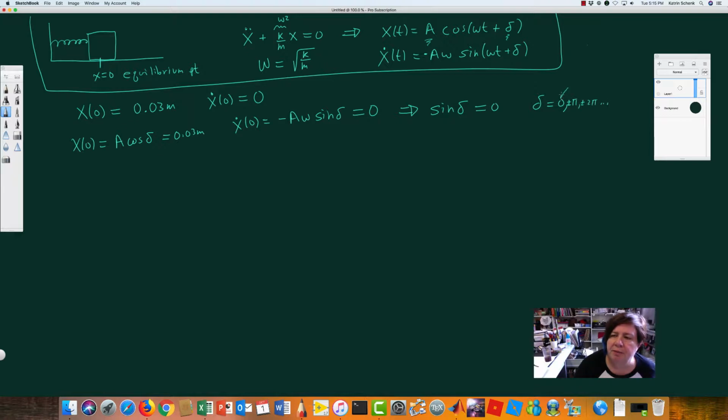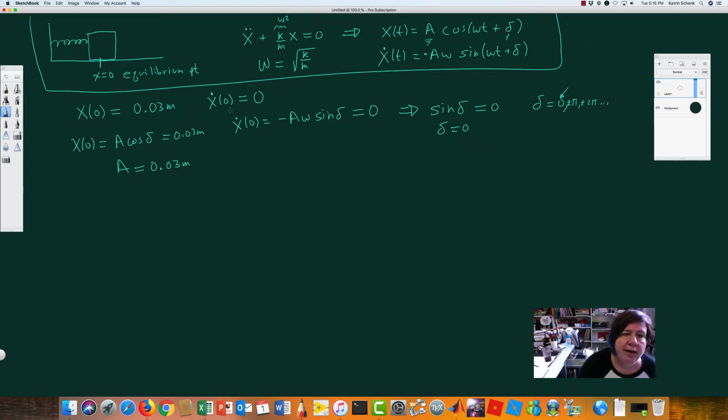But we're going to take the simplest one, which is delta equals 0. So I got one of my constants, and now I'm going to go back over here and put delta equals 0 in here, and of course cosine of 0 is just 1, and I get my other constant, A equals 0.03 meters. Now, you're probably not surprised that the amplitude is 0.03 meters because we pulled the block out to 0.03 meters and let it go with 0 velocity, right?